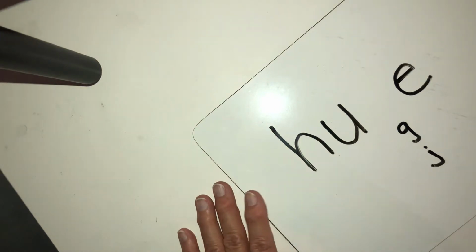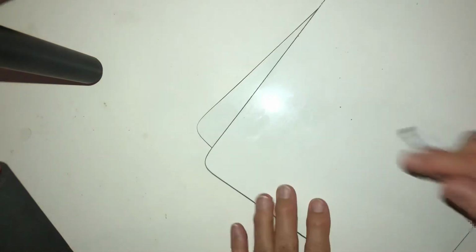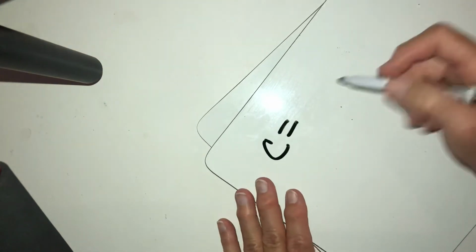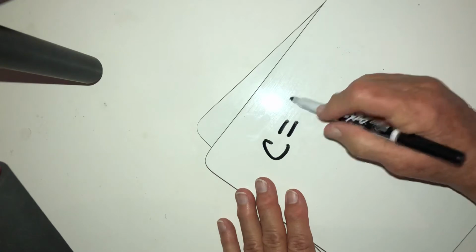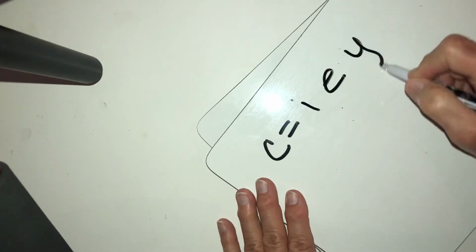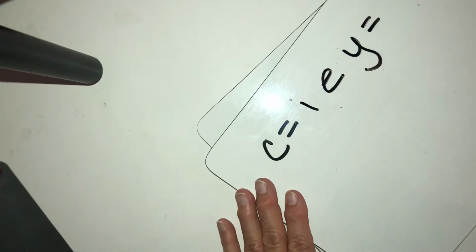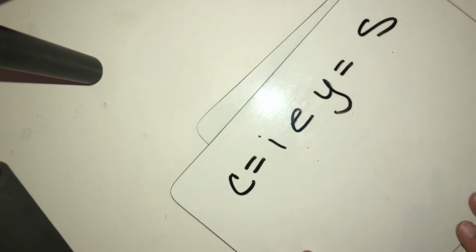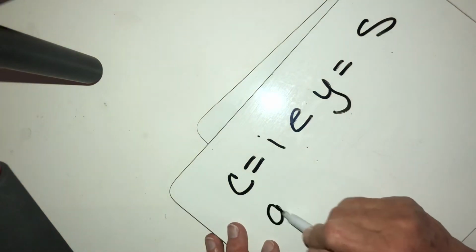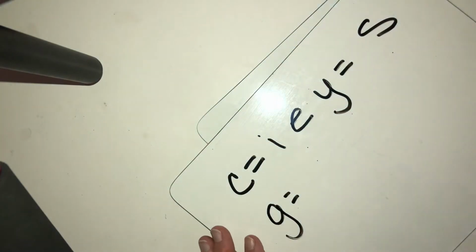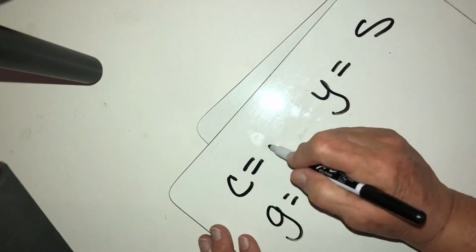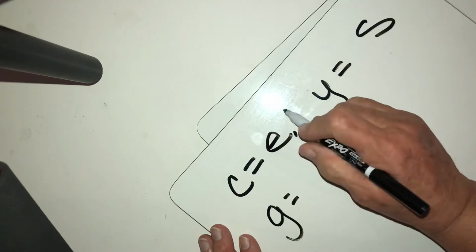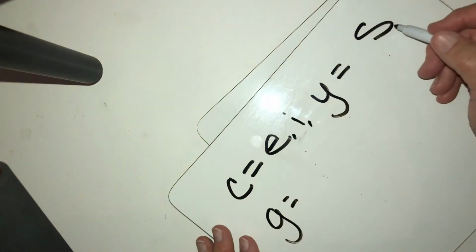C rule and G rule are very similar. The C rule says whenever C is followed by an E, I, or Y, it will say the S sound. Always. 100% of the time. Never, never, never changes. E, I, Y equals S.